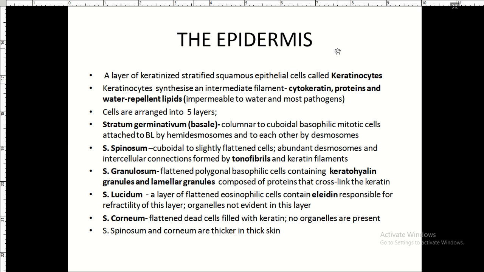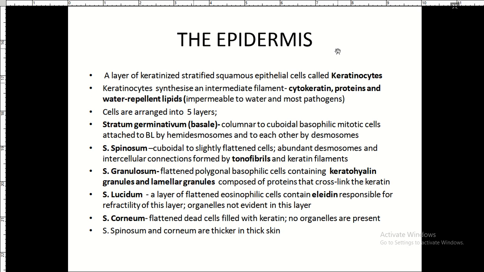So these tonofibrils, together with the desmosomes, are going to join these cells together. So when you see the stratum spinosum histologically, you can actually see some spikes surrounding the cell. Therefore, it was named stratum spinosum. Let's look at the stratum granulosum.